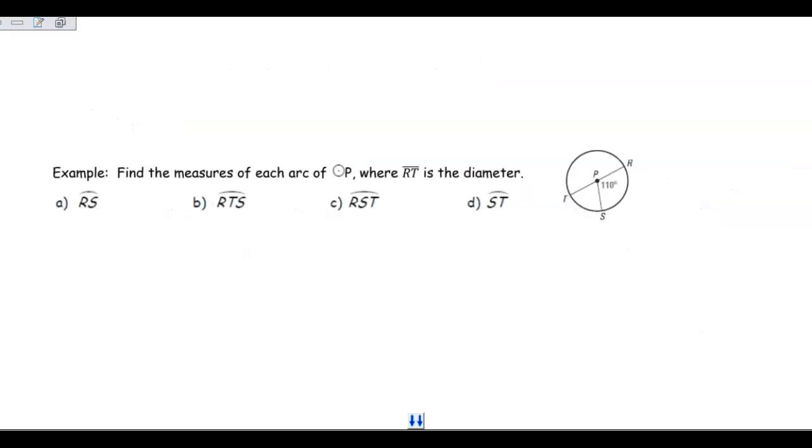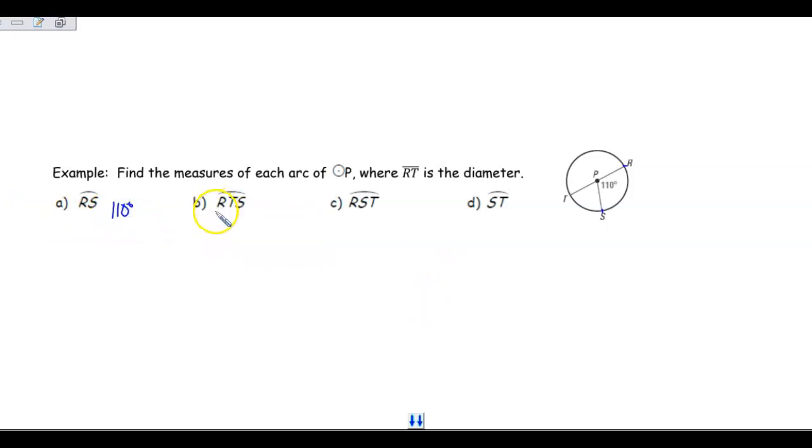Let's take a look at some of these. Let's find the measures of each arc of circle P, where RT is the diameter. So here's our diameter, here's a radius, and then we have this angle that has 110 degrees. And they want me to find the measure of the arc RS. So RS would be this section right here. And we know that if the central angle is 110 here, then this is also going to be 110 degrees.